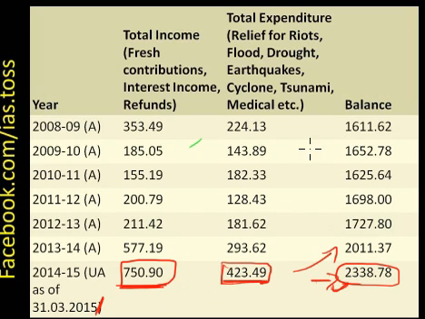So you see there is an accumulated amount here, and this accumulated amount is invested, let's say in fixed deposits with banks, and whatever interest is earned, and refunds from the relief work which had already been taken, these come back and form part of the total balance. So right now this is 2,338, an all-time high.